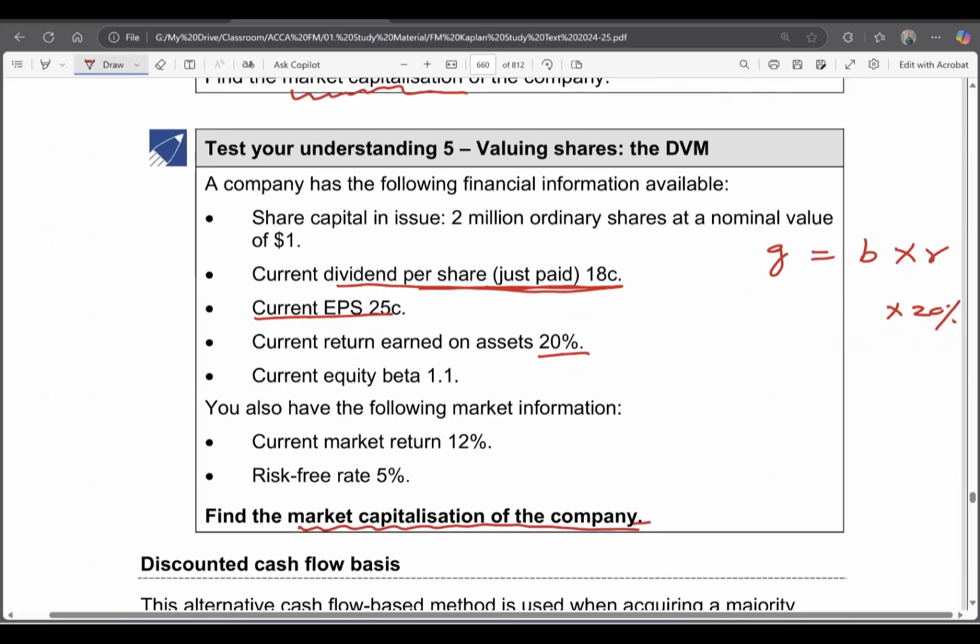So 7 over 25 multiplied by 100 will give you the retention rate. How much do we get? You're not bringing your calculator? 28%. 28% is the retention rate. So what is my growth? 28% into 20%, 5.6% is my growth.